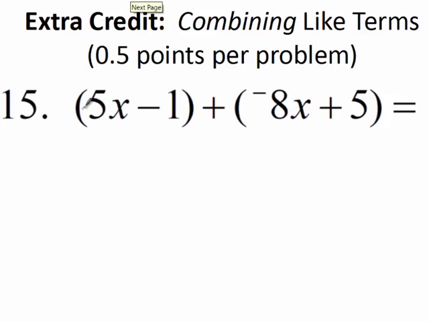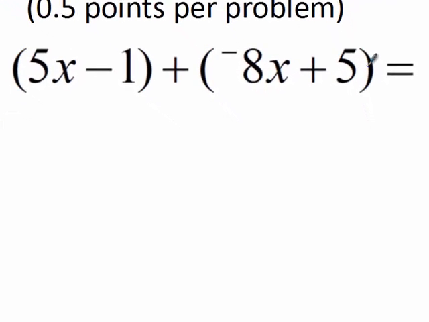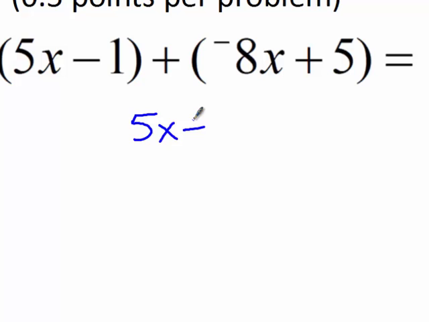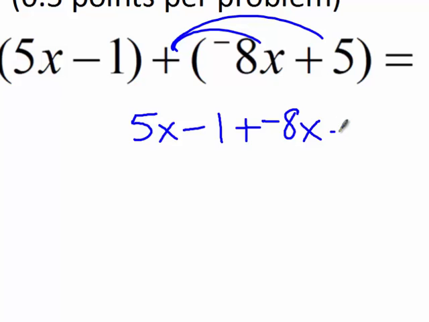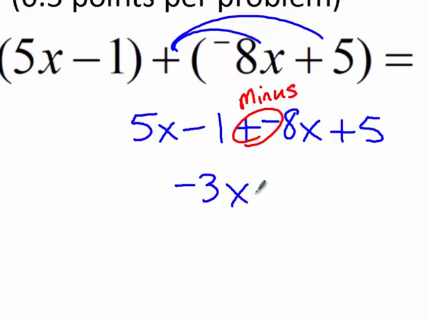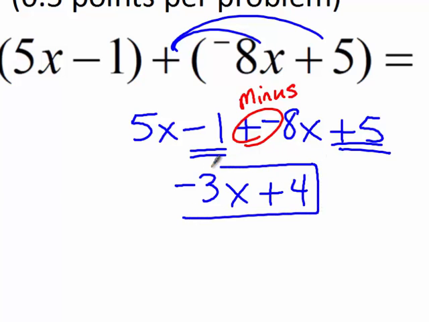Number 15, we have the quantity 5x minus 1 plus the quantity negative 8x plus 5. Rewriting, we have 5x minus 1 plus a negative 8x and plus 5. We have 5x minus 8x. 5x minus 8x is a negative 3x. And we have 5 minus 1. 5 minus 1 is 4. The simplified algebraic expression is negative 3x plus 4.